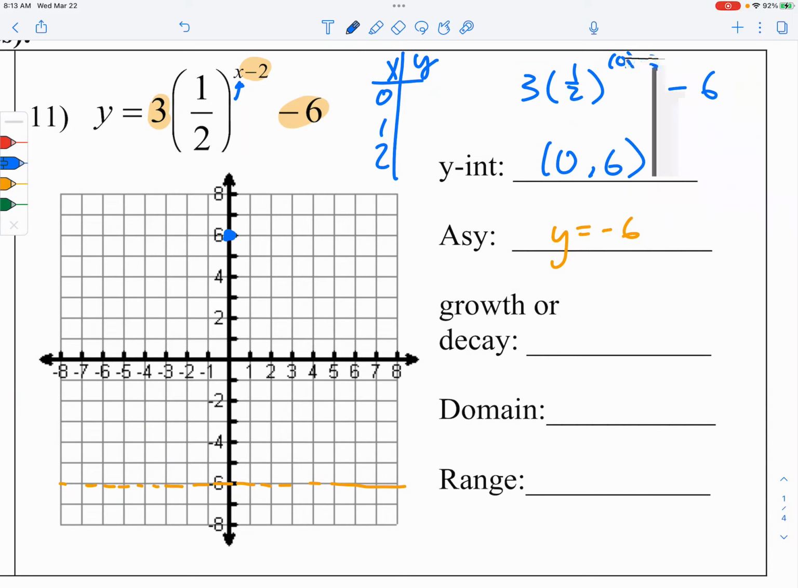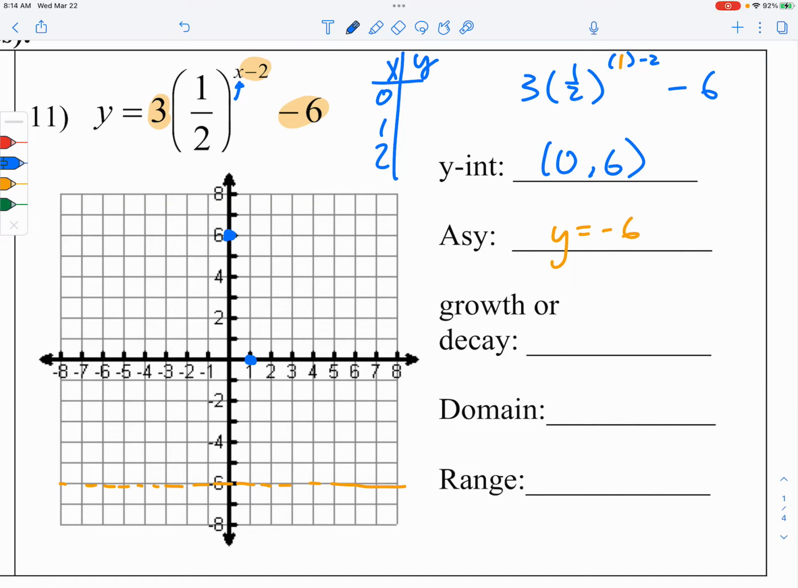All right. And then you will go ahead and replace the 0 with a 1. So you're thinking about, okay, what's 1/2 to the 1 minus 2 power? That would be 1/2 to the -1 power, which is simply 2. 2 times 3 is 6. 6 minus 6 is 0. Okay.